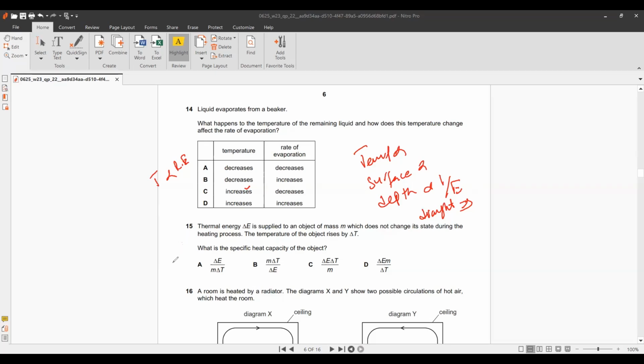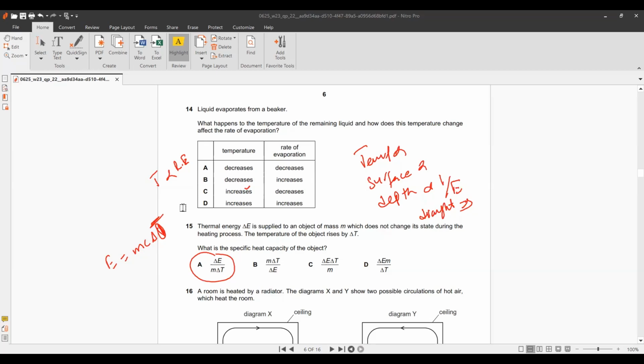What is the formula for specific heat capacity? A. Yes. Because E is equal to mc delta theta. यहाँ से टेम्परेचर यूज किया हुआ तो डेल्टा टी लिख देता.